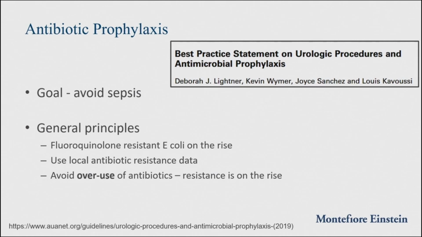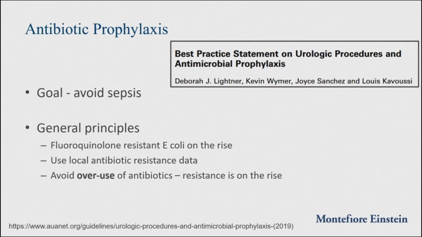The goal, without doubt, is to avoid sepsis. And so there are some general principles to consider. The first principle is that one of the most common antibiotics used is fluoroquinolones, and there is a dramatic rise in resistance to fluoroquinolone, particularly amongst E. coli. And so one of the most important principles of selecting your antibiotic for your patient population is consultation with your local antibiotic resistance data, and also to avoid the overuse of antibiotics as resistance is on the rise.